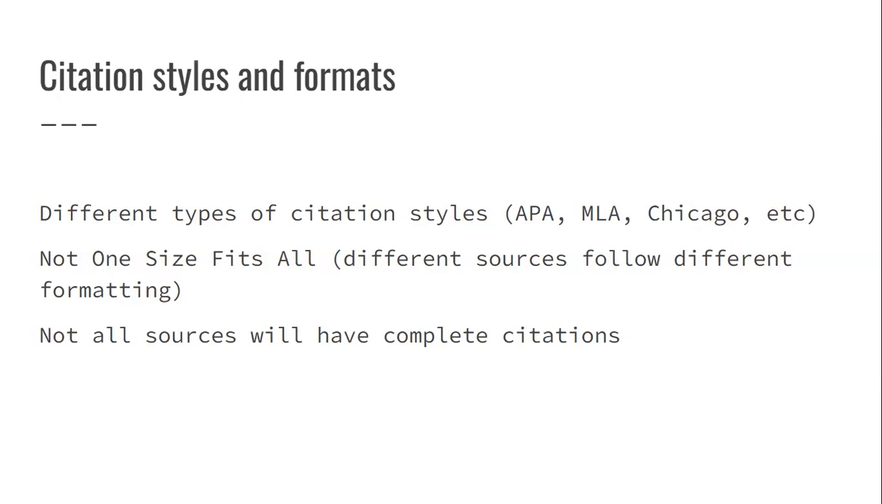And then not all citations will have complete sources of information. So for example, you might find a web article that does not give you a publishing date, or it might not give you the author's name. In this case, you might want to refer to a librarian to see how you might approach this, but this is an overview of citations, and so it's something that you want to be aware of.